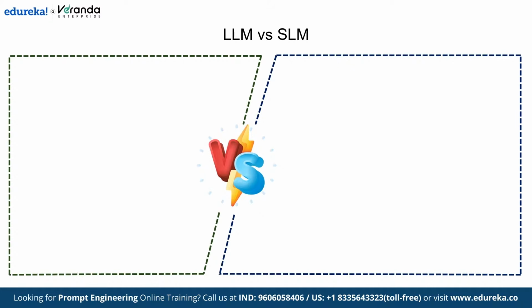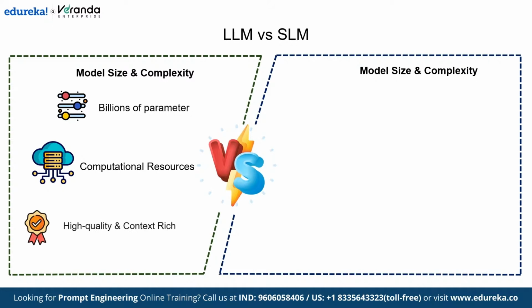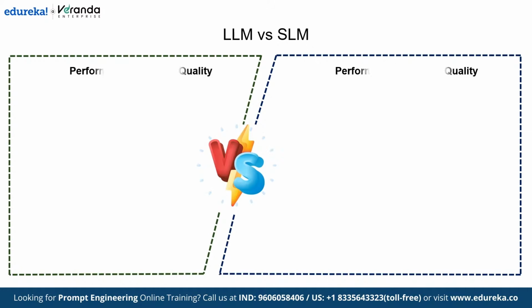First, let us compare in terms of model size and complexity. When it comes to model size and complexity, LLMs often have billions of parameters and require vast computational resources to train and run. Their large size enables them to generate high-quality, context-rich responses. On the other hand, SLMs are designed with fewer parameters, often in millions, making them lighter and faster. They prioritize efficiency over complexity, which makes them ideal for simpler tasks. Next, let us compare in terms of performance and output quality.